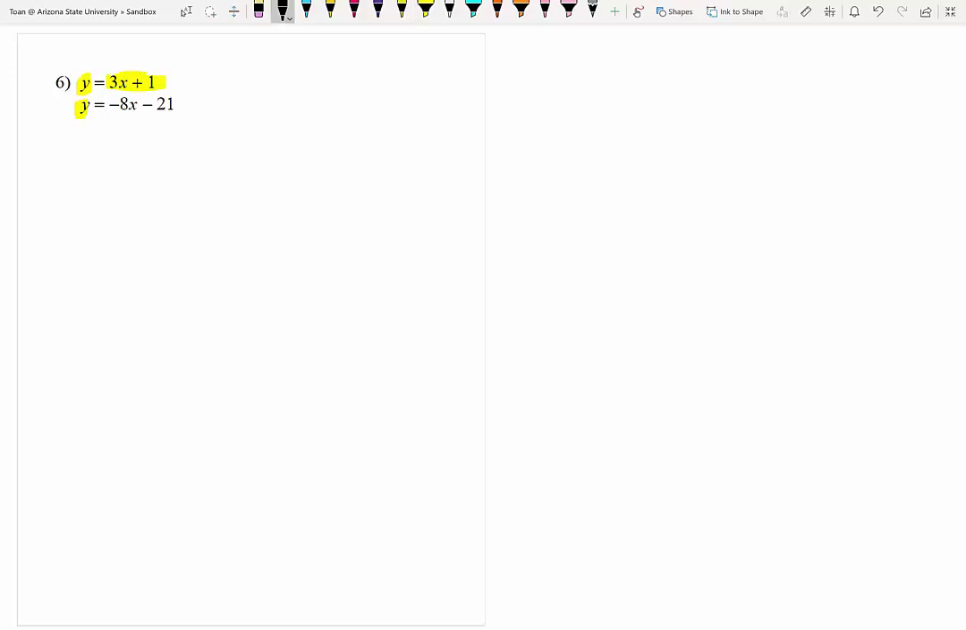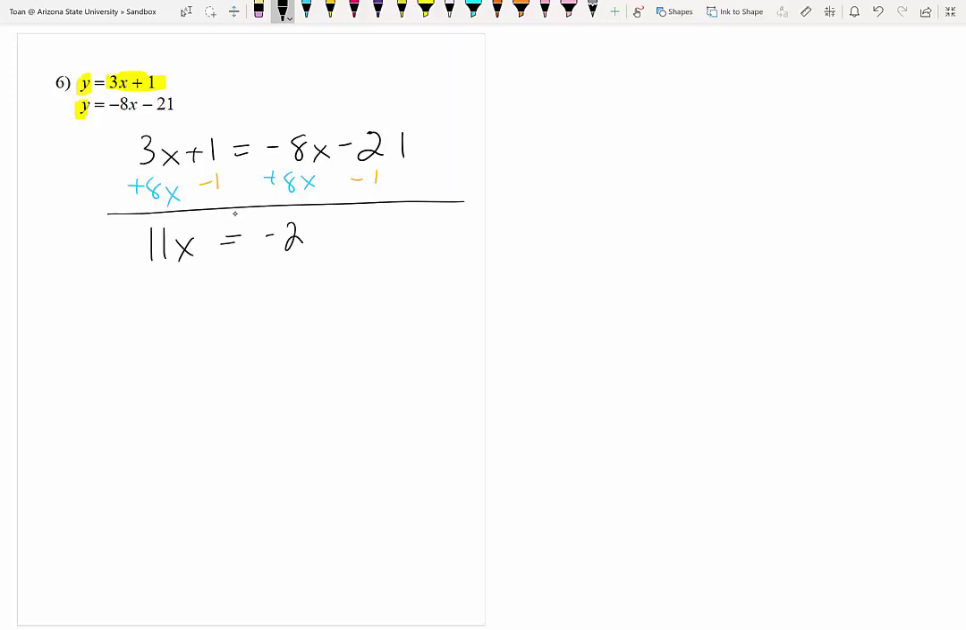So basically, since both equations are y equals, you just set them equal to each other. y equals y. So therefore, 3x plus 1 must equal negative 8x minus 21. And then this is just a regular linear equation to solve for x. Let's go ahead and add 8x to both sides, while at the same time subtracting a 1 from both sides, giving us 11x equals negative 22. Divide both sides by 11, gives you x equals negative 2.